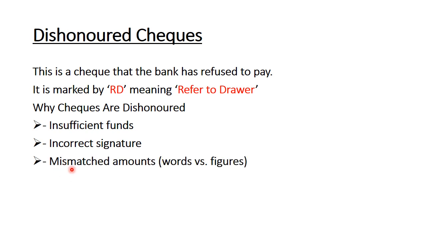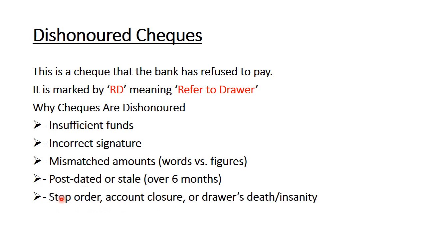The other reason is mismatched amounts, words versus figures. If on the check you write 200 kwacha in words, then in figures you write 3 zeros, maybe you write 2000. So 200 and 2000 are different, so the check will be dishonored. Also, it can be post-dated or stale. That is, if the check has stayed for over 6 months, they have given you in January, then you take it to the bank in October. Between January and October is more than 6 months, and because of that, the check is stale and they won't pay you.